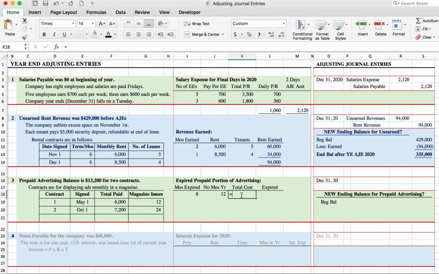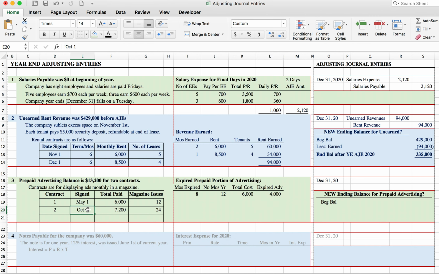The total cost that I paid was $6,000, so $6,000 for 12 monthly ads. So the amount of expired advertising, let me put advertising at the end of this, is going to be 8/12. I'm going to make that a fraction: 8 divided by 12. 8/12 of $6,000. That amount is $4,000.